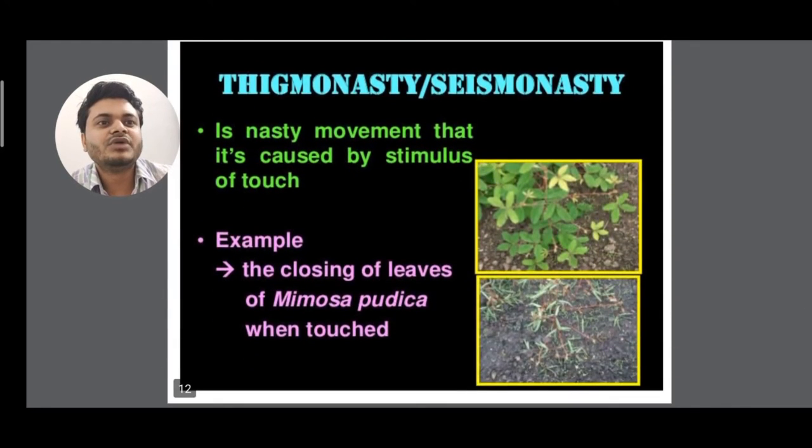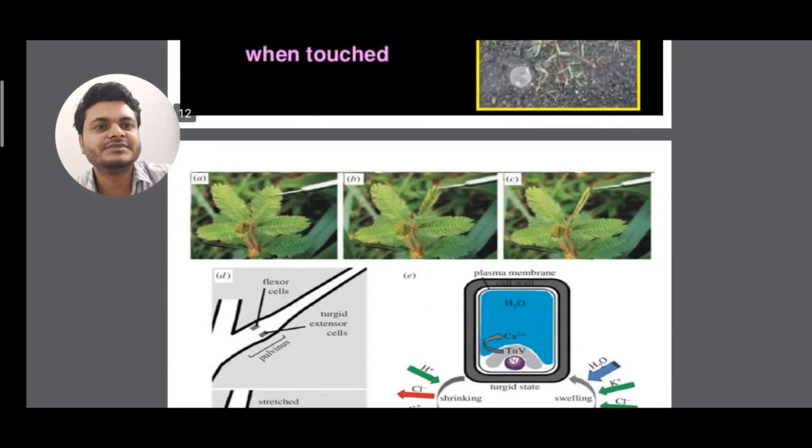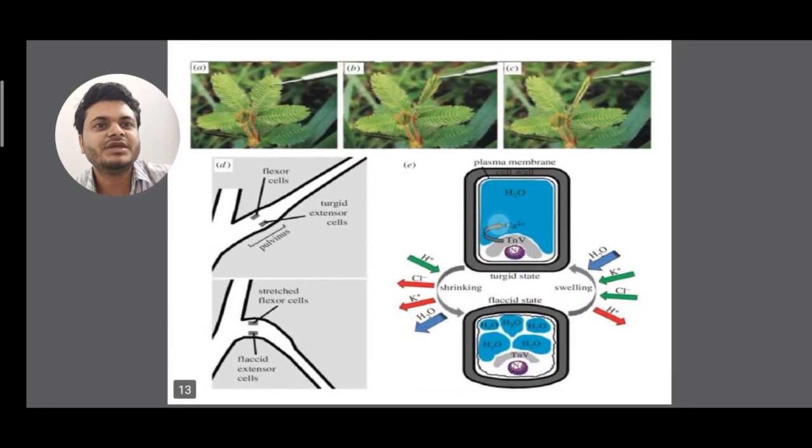Now you can see thigmonasty, or seismonasty as it is also called, is a nastic movement that is caused by the stimulus of touch. Example, closing the leaves of Mimosa pudica when touched. I have said this earlier. So these are the sequence. You can see A, B, C, all the diagrams are given here. Very nicely it is presented.